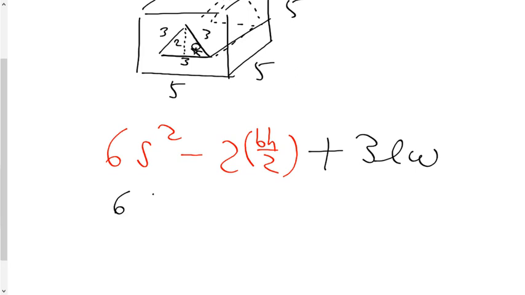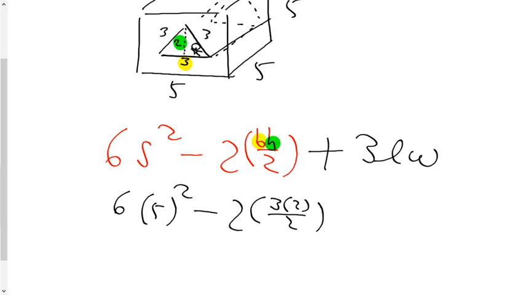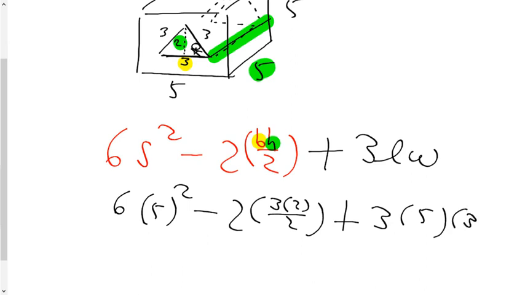When I substitute my information, that would be 6 multiplied by 5 squared. Take away 2. Now the base, I'll use my highlighter here. The base is that. The height is that. So we'd have 2 times 3 multiplied by 2, divided by 2. Plus we'd have 3 rectangles. The length of that rectangle is 5, so we have 3 times 5, and the width of that rectangle, as we said before, would be 3. So by substituting all our information, we get that.